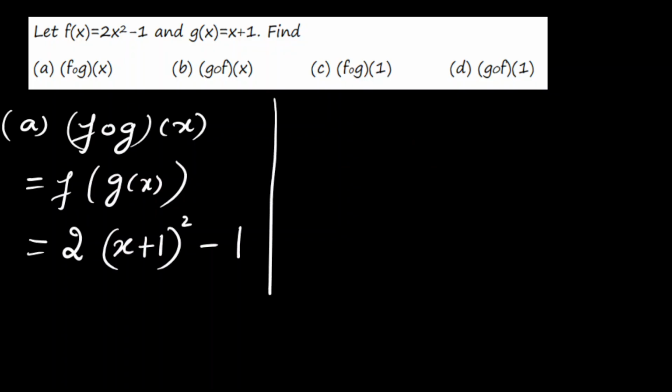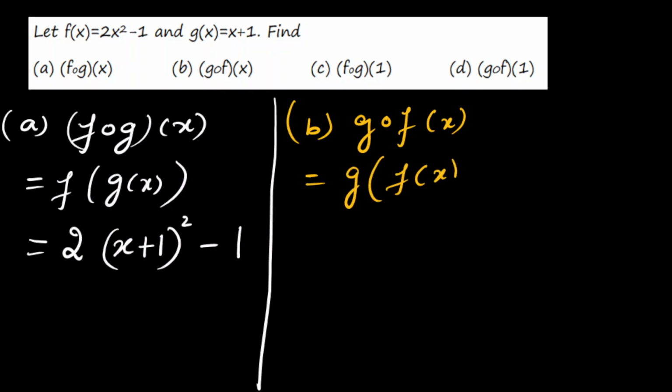Let's do the next one. B part. B is g of f of x, which we can write as g(f(x)). So we have to plug f into g here. So that means we have to consider the g function here. Function g is x plus 1. So in place of x we have to substitute function f(x).